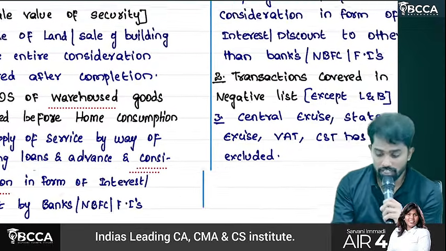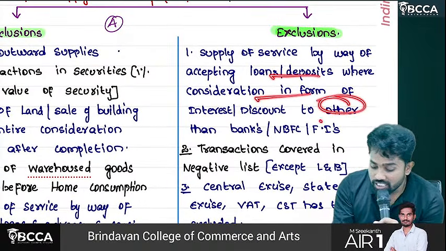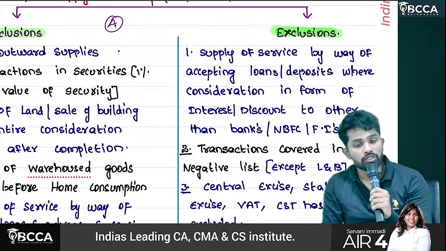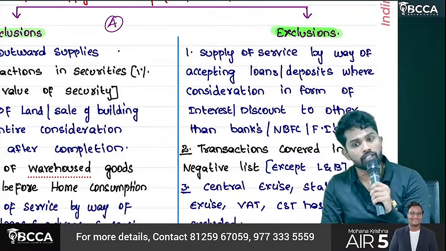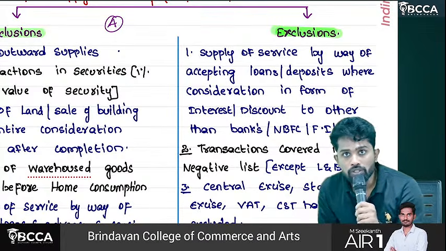These are the 4. And we need to exclude what? The same interest and discount if it is to anyone other than banks, NBFCs and financial institutions. Interest and discount to banks and NBFCs we include. Other than to banks and NBFCs, we don't include. Okay.